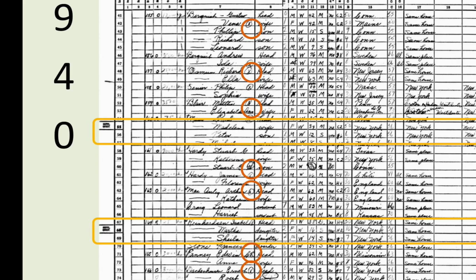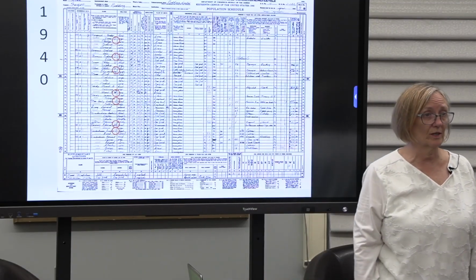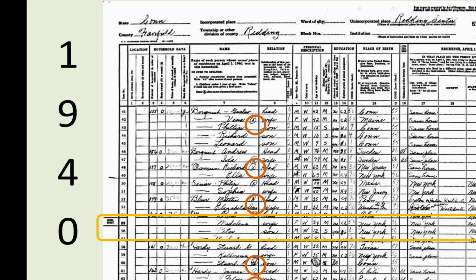So I've circled here in orange the little X's that are in a circle. That tells me who answered the questions. So my grandmother's on line 2. She answered the questions. My great-grandmother is on line 7 or something. She answered all the questions.